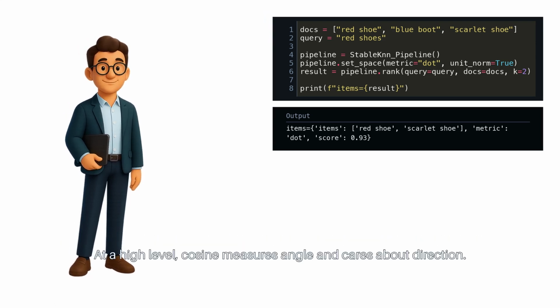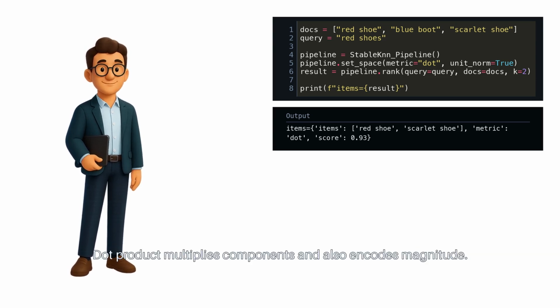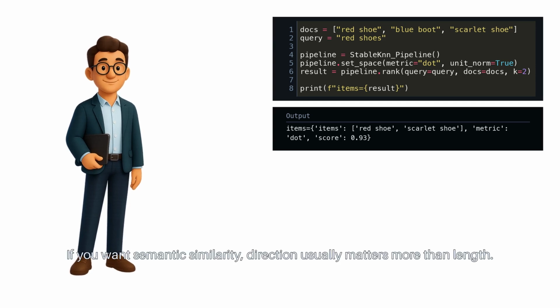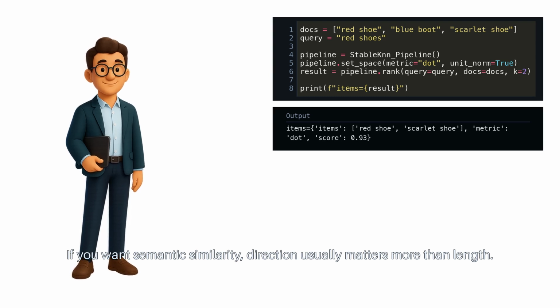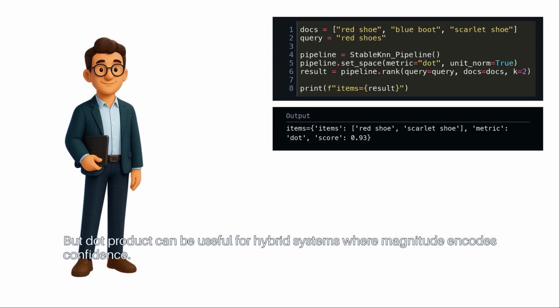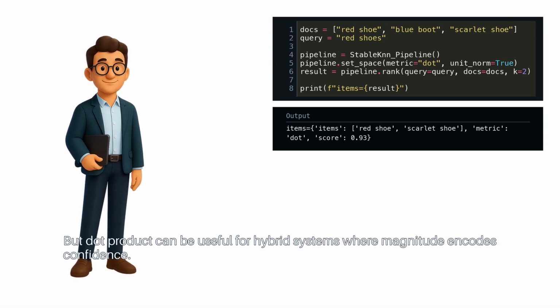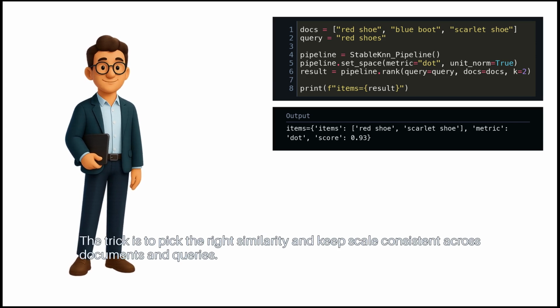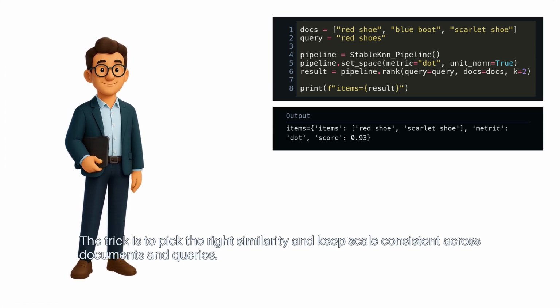At a high level, cosine measures angle and cares about direction. Dot product multiplies components and also encodes magnitude. If you want semantic similarity, direction usually matters more than length. But dot product can be useful for hybrid systems where magnitude encodes confidence. The trick is to pick the right similarity and keep scale consistent across documents and queries.